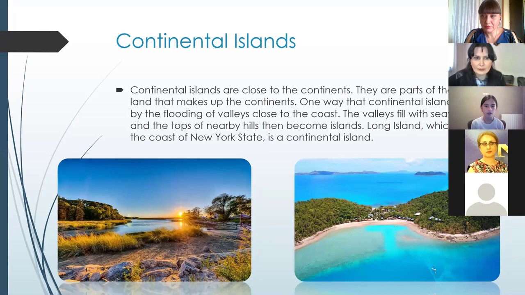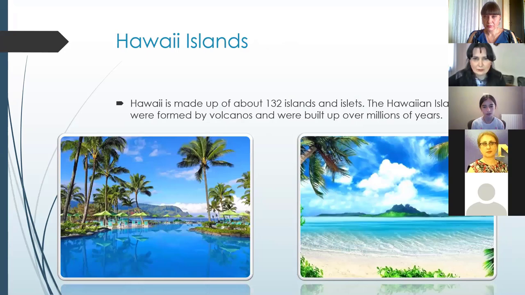Continental islands. Continental islands are close to the continents. They are part of the same land that makes up the continents. One way that continental islands form is by the flooding of valleys close to the coast. The valleys fill with seawater and the tops of nearby hills then become islands. Long Island, which lies off the coast of New York State, is a continental island.